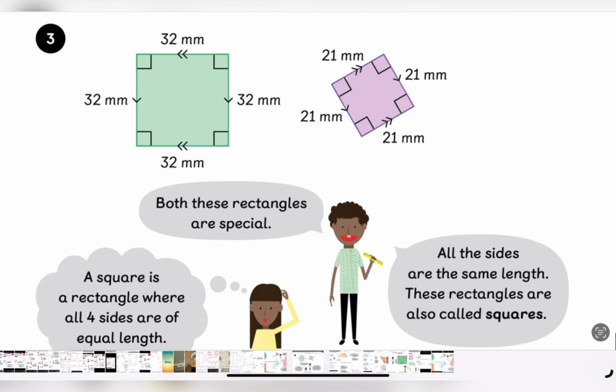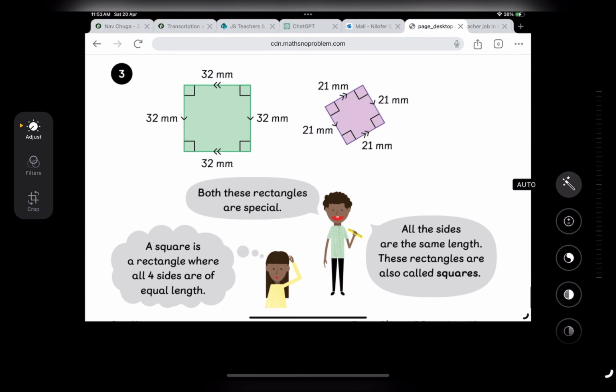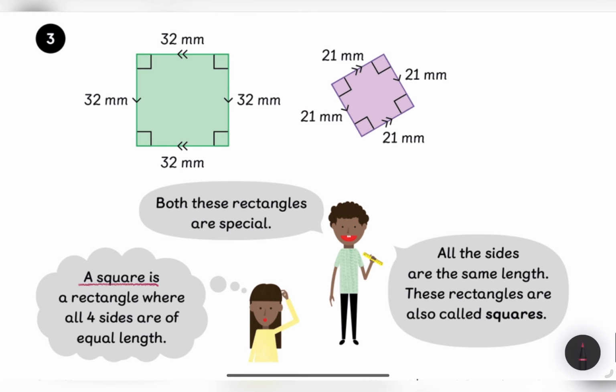Since we saw how the parallel lines are of the same length, let's go ahead and understand a few more basics. Both these rectangles are special, right? Why are they special? Because here we are referring to a square as a rectangle, all right? So here if you see, my square is a rectangle and all four sides are of equal length. So you see why it is special? Let's go to the second one. All the sides are the same length. These rectangles are also called squares, okay?